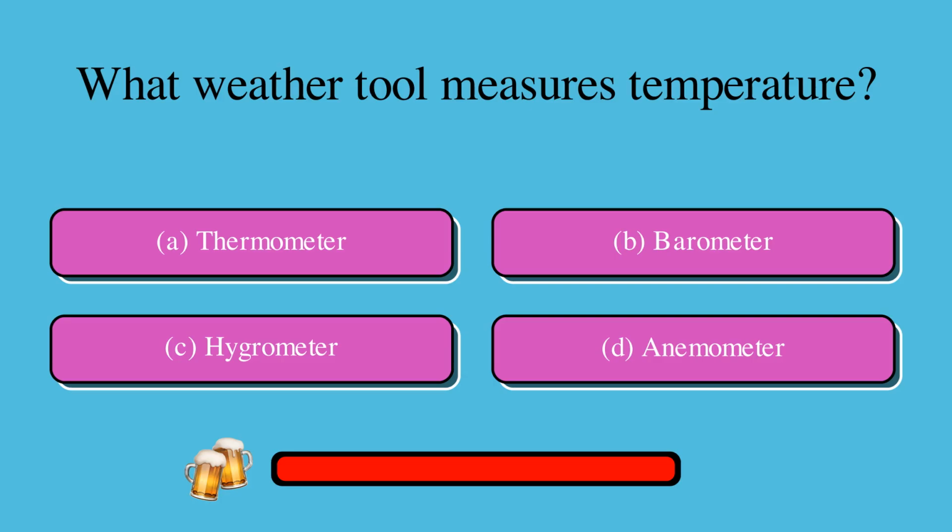What weather tool measures temperature? Is it A, thermometer, B, barometer, C, hygrometer, or D, anemometer? The correct answer is A, thermometer.